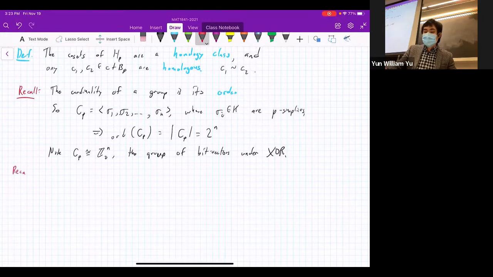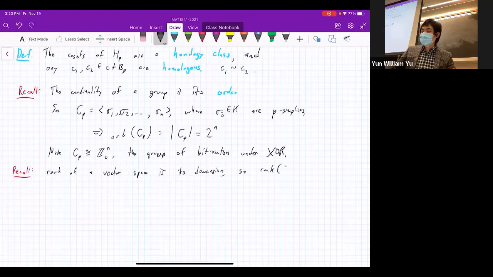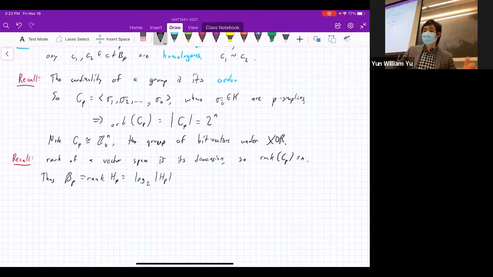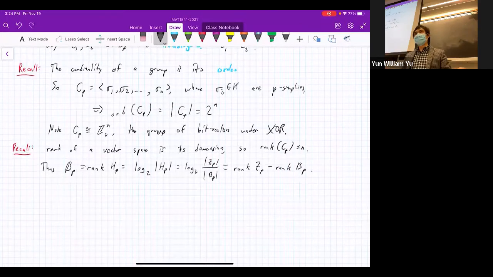And I recall that the rank of a vector space, or group in this case, is just its dimension. So the rank of CP is just equal to n. And it's also the size of the minimal generating set. But we have a couple useful facts. So the Pth Betti number, which is equal to the rank of HP, you can also think of as just log 2 of the total number of elements in it, which is of course also equal to log 2 of the size of ZP divided by BP, which is also equal to the rank of ZP minus the rank of BP. Okay, so all these things add together in the natural way.